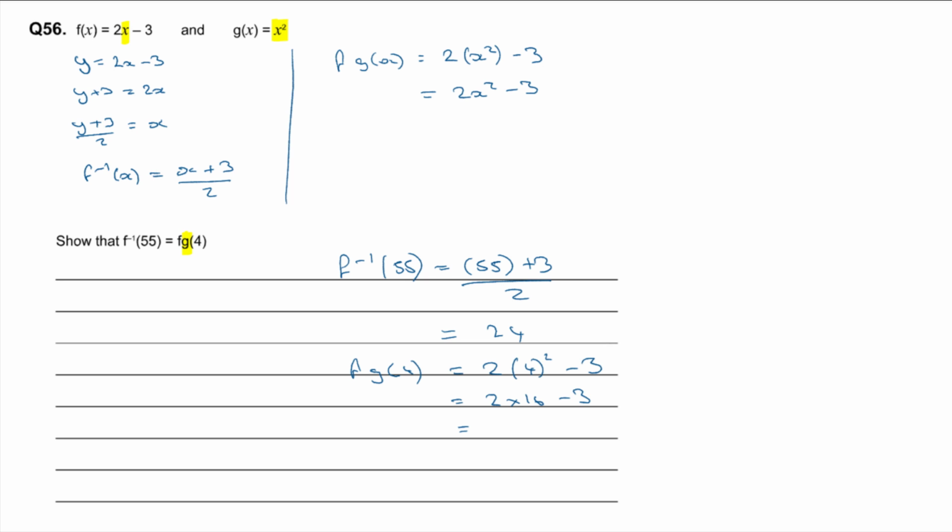Why have I gone wrong? Oh yeah, because I can't divide. Okay, so that's 29. So that one there, 58 divided by 2 is not 24, is it? It's 29. So they do actually equal each other. I just can't do division, apparently. So f to the minus 1 of 55 is 29. f of g of 4 is 29. Therefore, f to the minus 1 of 55 is equal to f of g of 4.